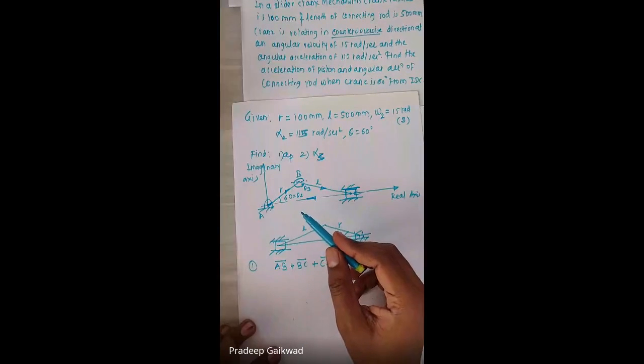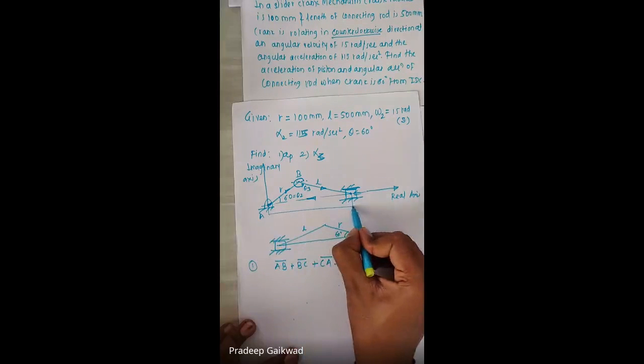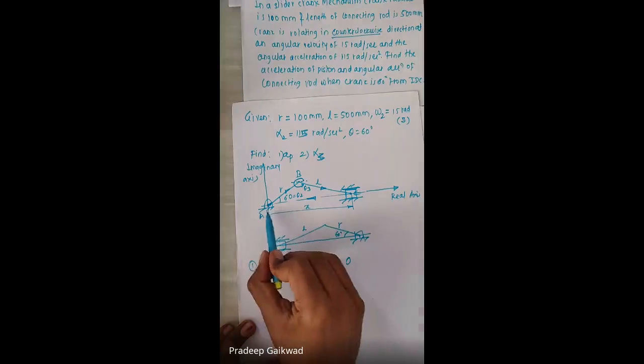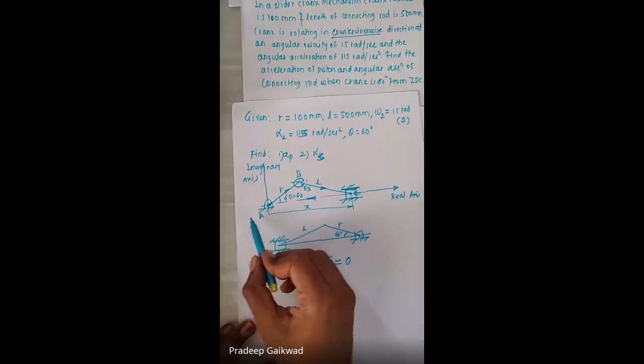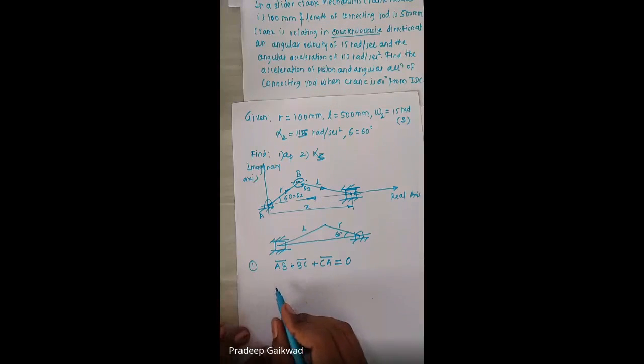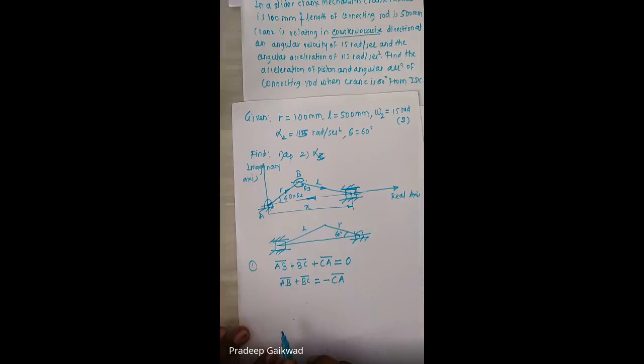Let's consider this CA as nothing but the displacement of the piston from this reference position. Let's say it is X. So if I consider from A to C, it is X. If I consider CA, it will be opposite. So I simplify this as AB plus BC is equal to minus CA, because I am just transferring the CA to this side. Now tell me, instead of minus CA, can I write it as AC? Yes, we can write. So minus CA is nothing but AC. Why I am simplifying, you will get the idea later on.